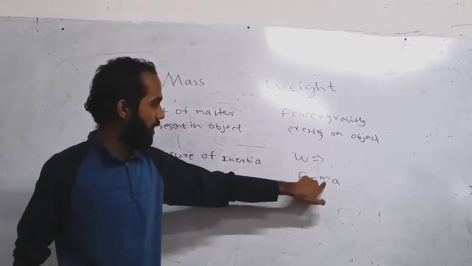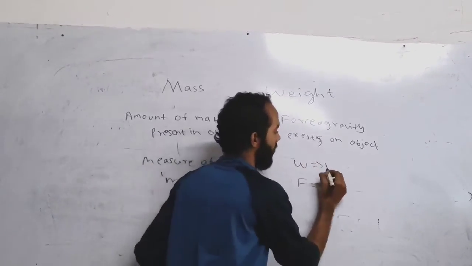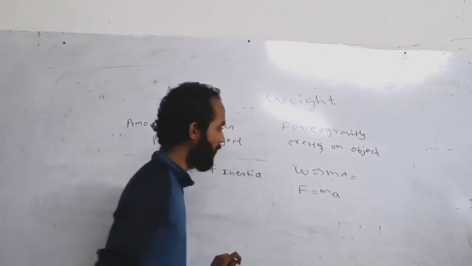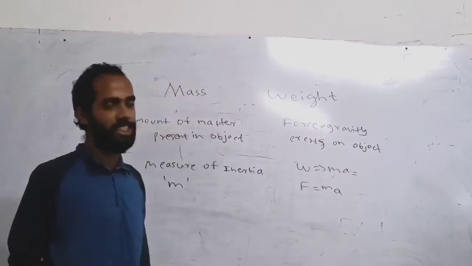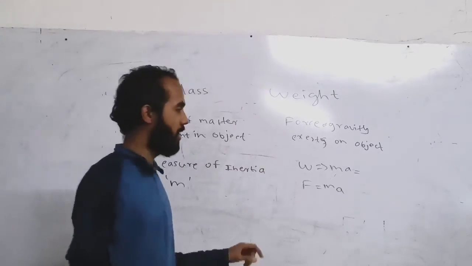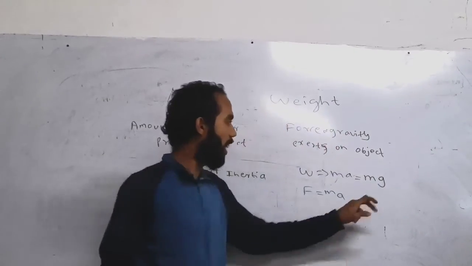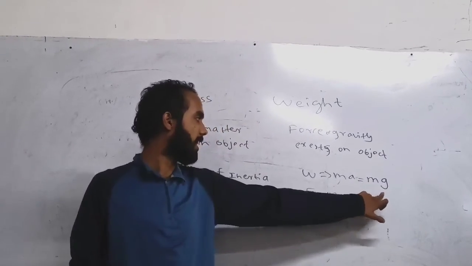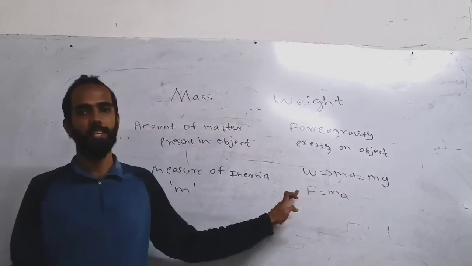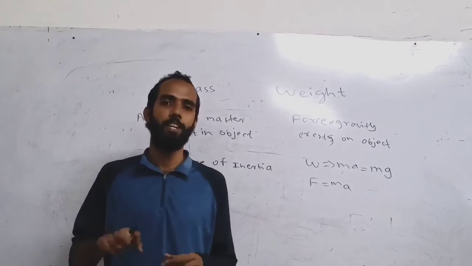Here it is the same, but with a slight difference: the acceleration is the acceleration due to gravity. So we can write W is equal to mg. So as the value of g changes, the weight will also change. That's all about the difference between weight and mass.